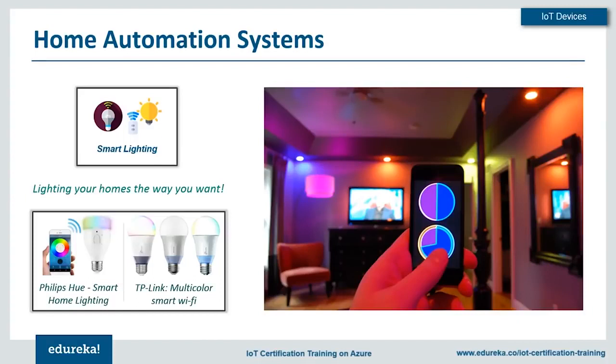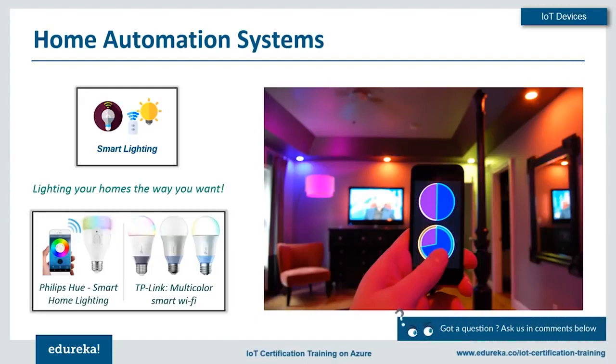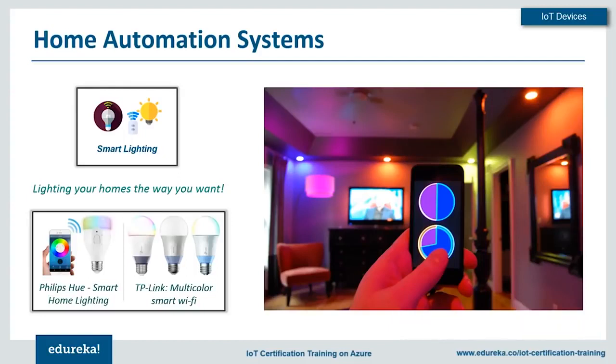And we must begin with the tunable smart lighting systems like Philips Hue Smart Home Lighting or the TP-Link multicolor smart Wi-Fi that can be easily controlled using your smartphones with the option of creating custom lighting automations from anywhere in the world by just being connected to the internet. With smart lights like these, you could turn them on or off anytime and tune the color and the brightness of lights in your homes remotely, no matter wherever you are.